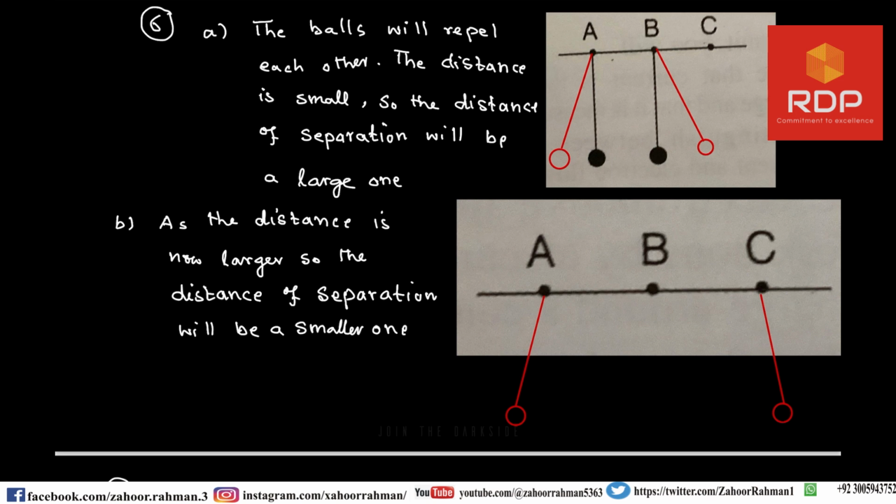Now in the second part they are saying that very carefully the sphere at point B is carried to point C. Now the distance is more, so they will affect each other less, and as a result there will be less repulsion between sphere A and sphere C, as you can see in the figure.